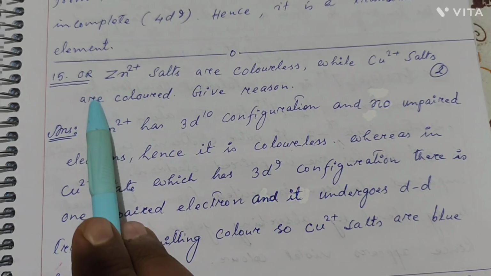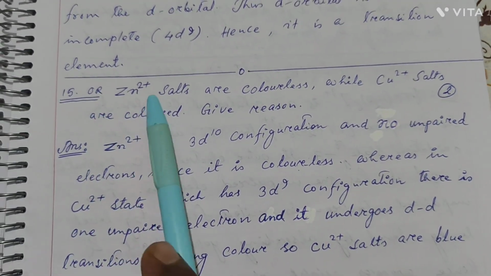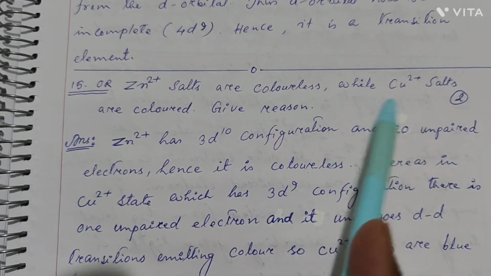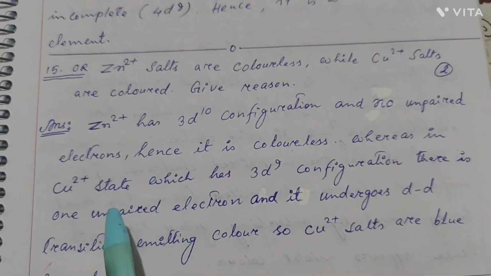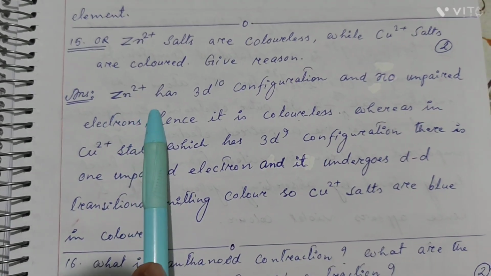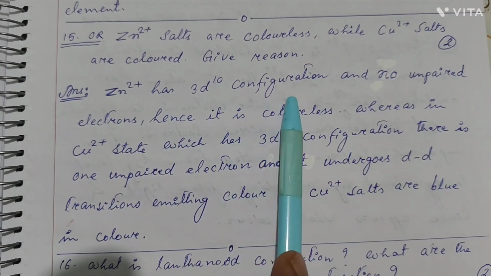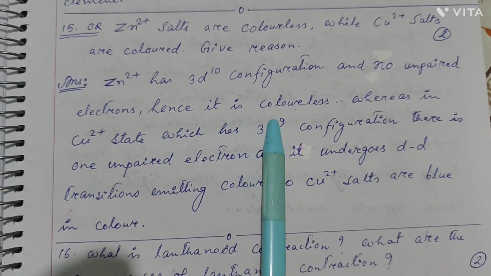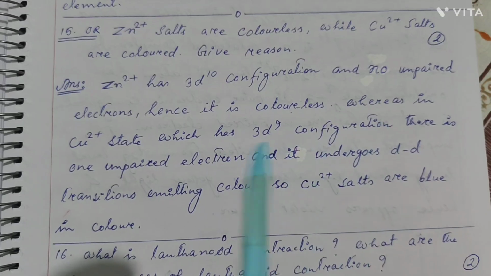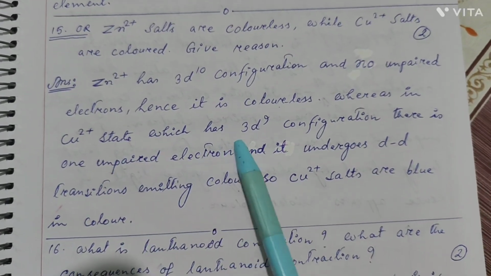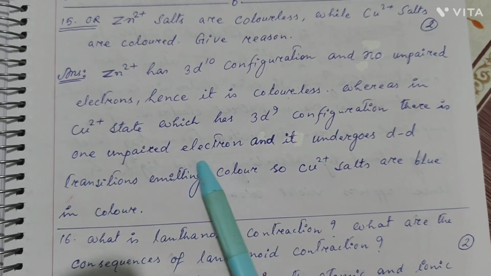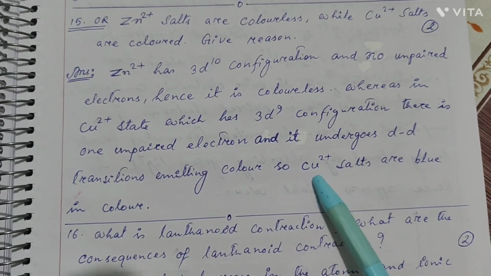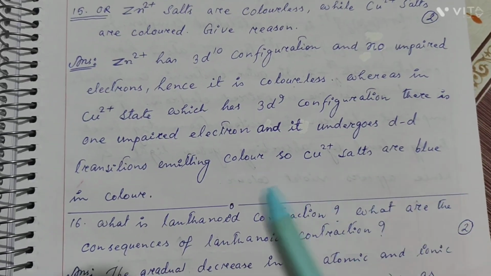Another question is given as OR in question number 15, which is: Zn2+ salts are colorless, while Cu2+ salts are colored. Give reasons. Answer: Zn2+ has 3d10 configuration and no unpaired electrons. Hence, it is colorless. Whereas in the Cu2+ state, which is 3d9 configuration, there is one unpaired electron and it undergoes d-d transition, emitting color. So Cu2+ salts are blue in color.